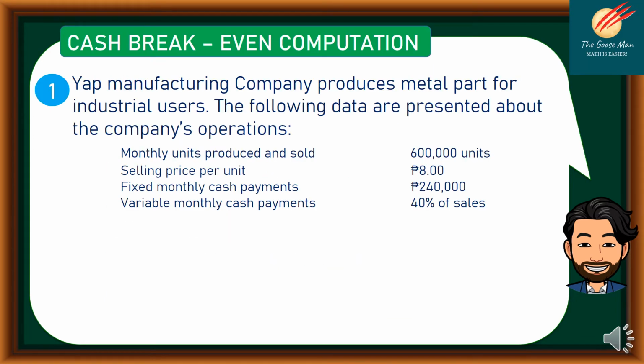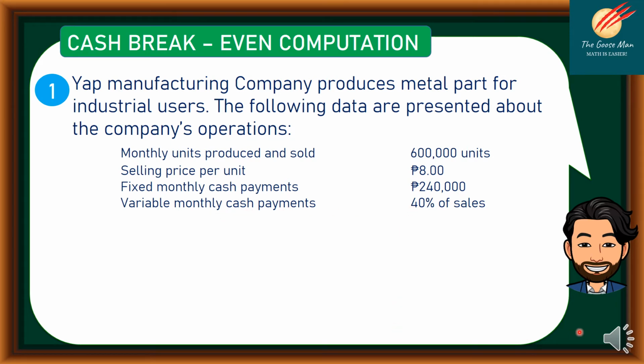Let's have an example for the cash break-even computation. Number one: Yap Manufacturing Company produces metal parts for industrial users. The following data are presented about the company's operations. The monthly units produced and sold is 600,000 units. The selling price per unit is equal to 8 pesos. The fixed monthly cash payment is 240,000 pesos, while the variable monthly cash payments is 40% of sales.